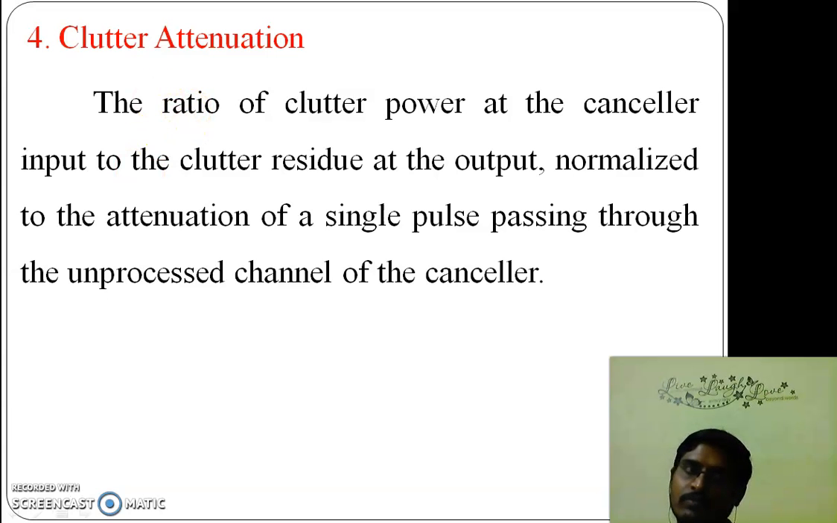This ratio, the ratio of clutter power at the canceller input to the clutter residue at the output, normalized to the attenuation of a single pulse passing through the uncompressed channel of the canceller. This is the clutter attenuation. How much clutter power is attenuated is given by the clutter attenuation.